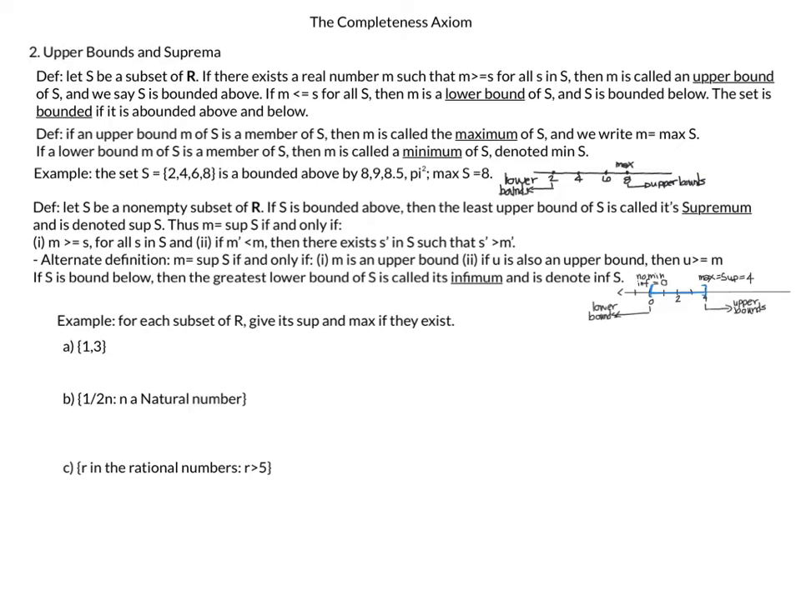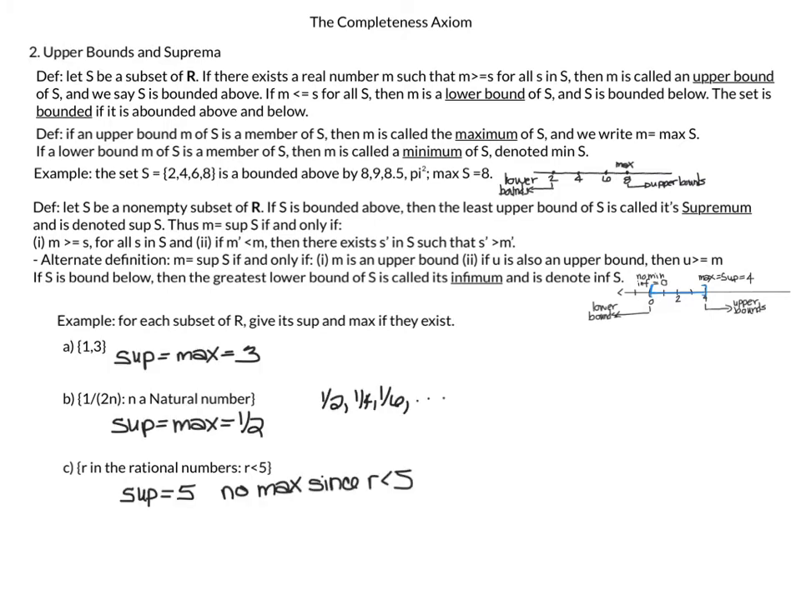Here's a quick example for you to try. The answers are, in the set {1, 3}, the sup is equal to 3 and the max is also equal to 3. Remember, this is just a set of 2 elements. This is not an interval.